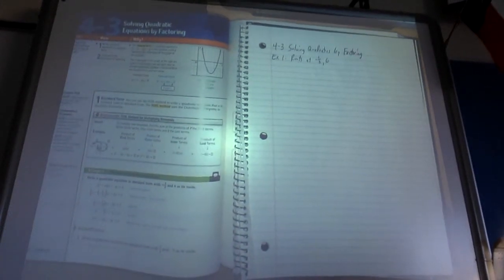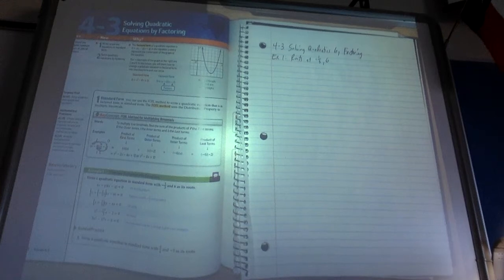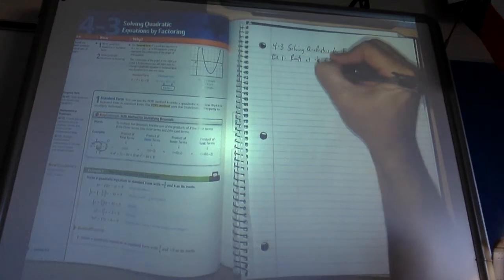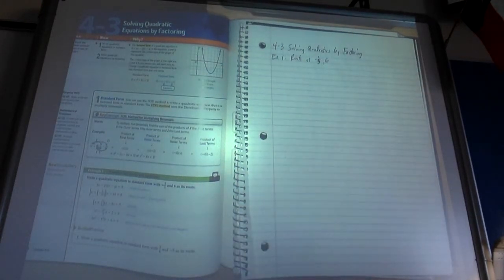Page 240 today in your Algebra 2 textbook, we're going to look at solving quadratic equations by factoring. Factoring is something that you have done before, even in this class. We're going to look at how to help solve a quadratic for us. You've learned how to solve quadratics by graphing. Factoring is another tool for your quadratic tool belt.